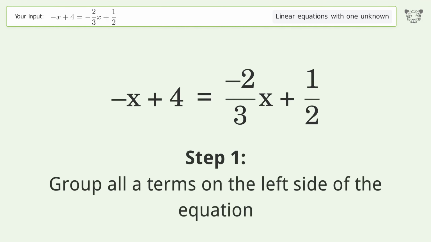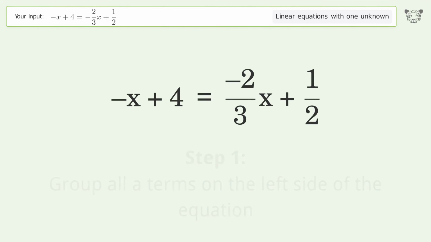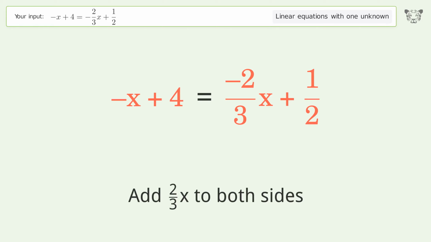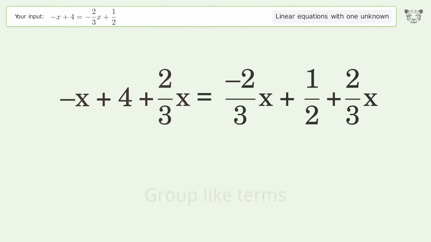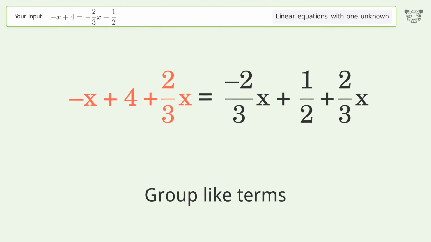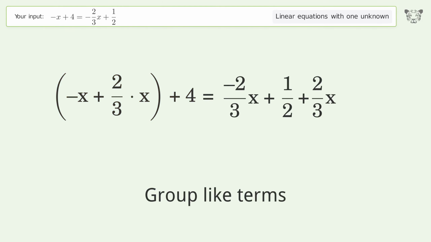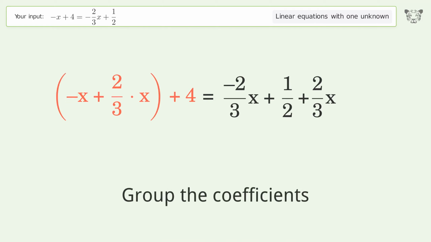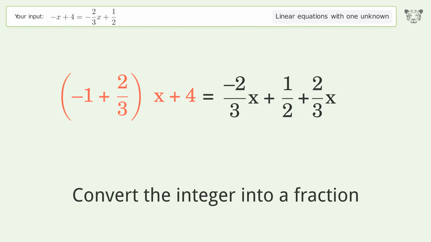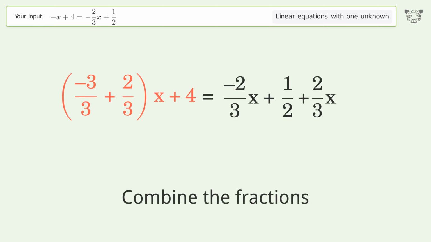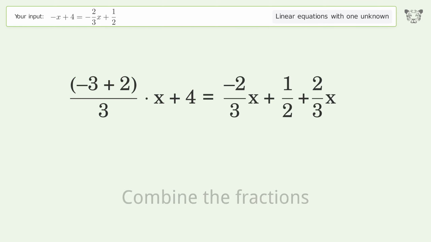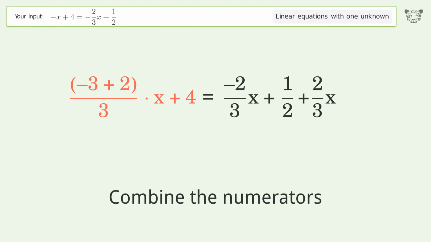Group all a terms on the left side of the equation. Add 2/3x to both sides. Group like terms. Group the coefficients. Convert the integer into a fraction. Combine the fractions. Combine the numerators.